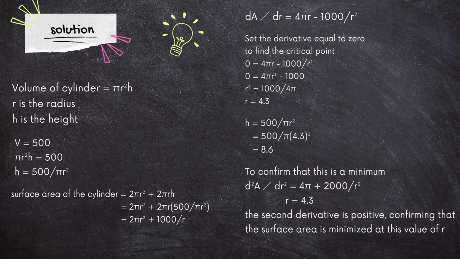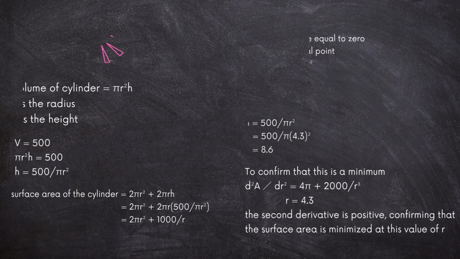Using our r, we can find our h, which we get by using our r in our equation. So h equals 500 over pi r squared. Then we put our r in it, 4.3. So 500 over pi times 4.3 squared. So then we got 8.6. To confirm whether this is a minimum or maximum point, we can just use the second derivative. So we get 4 pi plus 2000 over r cubed. Then r is 4.3, which is a positive number, so that confirms that the surface area is minimized at this value of r.